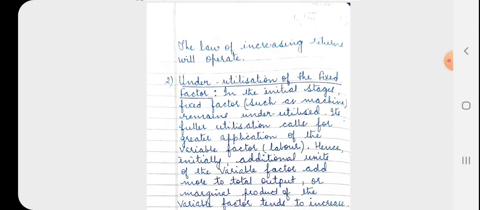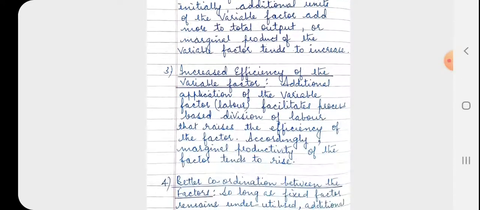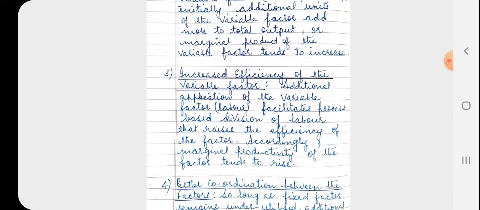The next one is underutilization of fixed factors. In the initial stage, a fixed factor, for example a machine, was underutilized. Its fuller utilization is possible when you use it to optimum capacity. So when it was underutilized and you put that fixed factor into full utilization, it will give you more production, and the total output will increase at the increasing rate. The third point is increased efficiency of the variable factor.